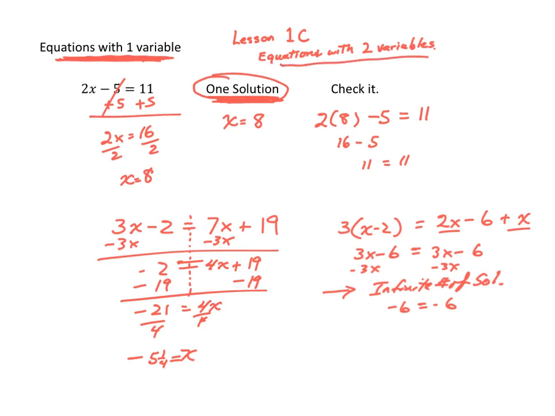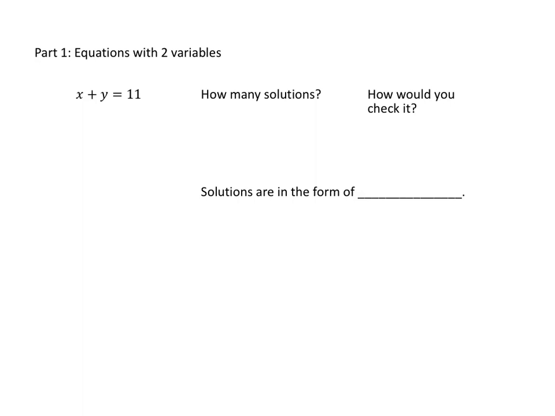So let's take a look at one of those. Now we have an equation with two variables. I started with a really simple one, x plus y equals 11. And I have a couple of questions about that. Since we have two variables, how many solutions are there, what do those solutions look like, and how would we check it? So think for a second.